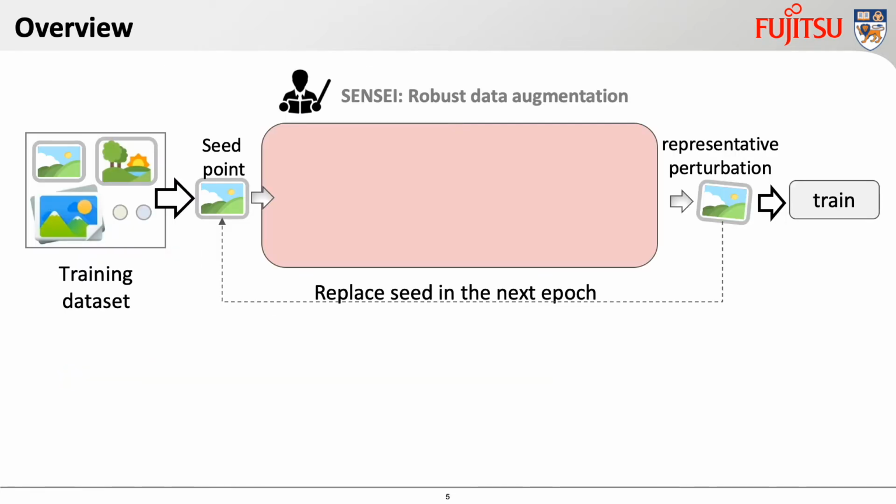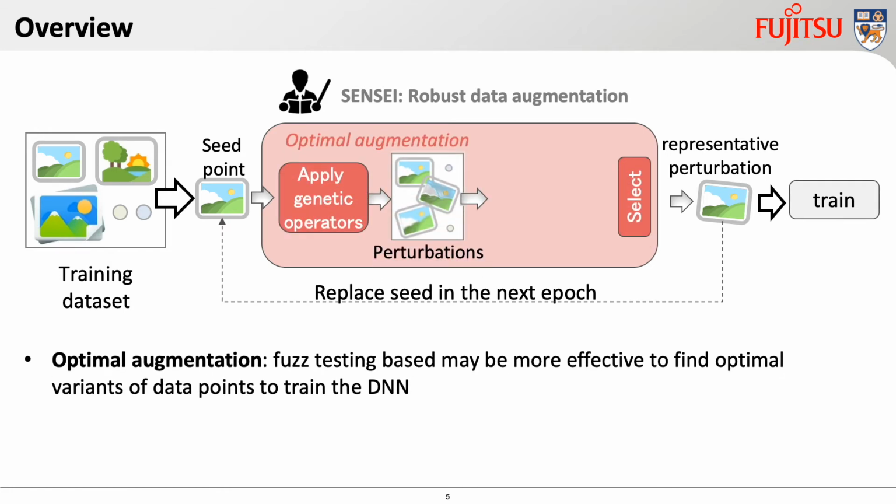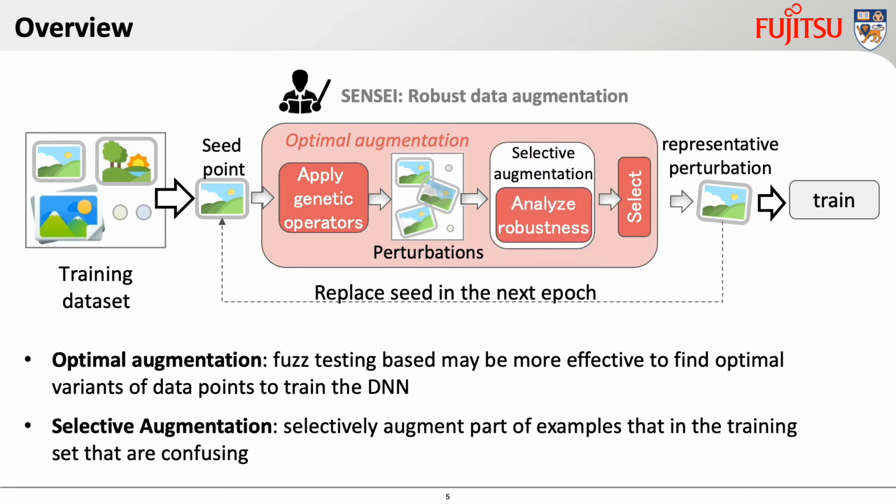Here is the overall structure of fuzzing-based data augmentation. Basically, for each data point in each epoch, we train the model using its representative perturbation. This representative perturbation is also used as the seed image of the next epoch. This process is similar to the fuzzing loop. Our data augmentation is composed of two components. The first component generates representative perturbation by first generating a set of perturbation population, and then selecting the most interesting ones.